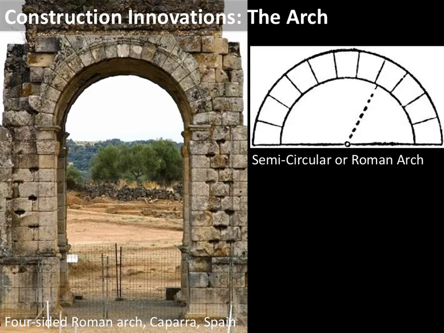And I have that diagram there on the right to just emphasize one more time. It is a true half circle. Semicircular means half of a circle. So it's a true half circle.